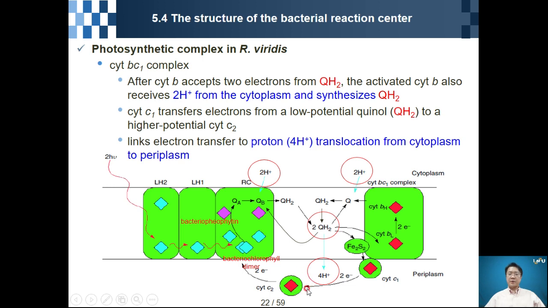And cytochrome c1 also receives 2 protons from QH2 and transfers the electrons to the high potential cytochrome c2. By doing this electron transfer procedure, it links to proton translocation. 4 protons can be translocated from the cytoplasm to the periplasm.